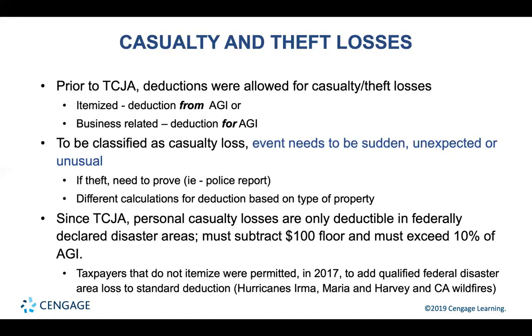In 2017, there were certain areas deemed qualified federal disasters, and they were eligible for additional relief. These qualified disaster areas require taxpayers to use a $500 floor, but were not subject to the 10% AGI limitation. A casualty loss or theft loss is reported on Form 4684, and then the deductible amount is generally taken as an itemized deduction on Schedule A.